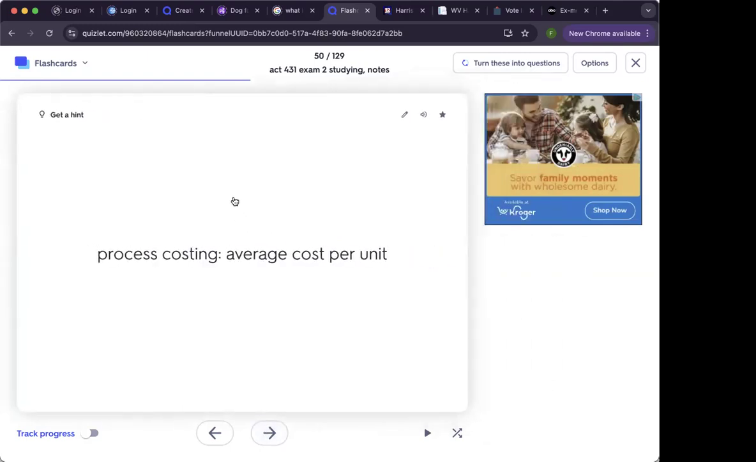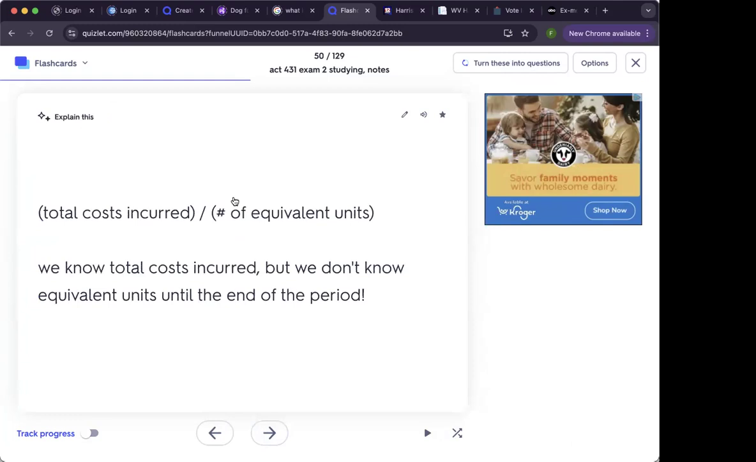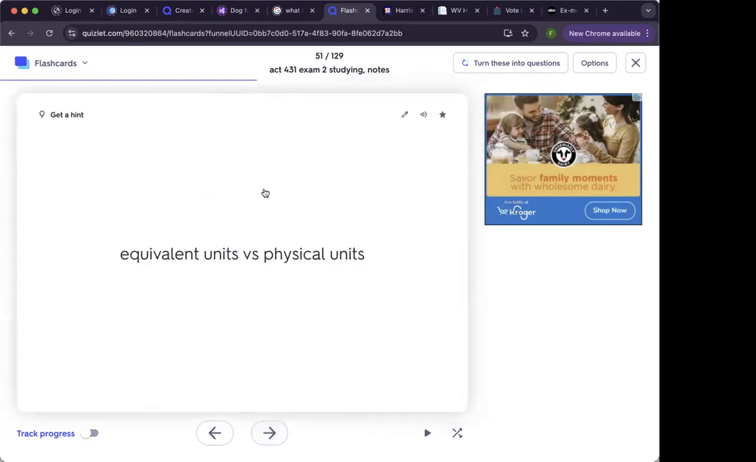Average cost per unit in process costing. That's total costs incurred divided by number of equivalent units. And we know total costs incurred, but we don't know equivalent units until the end of the period.